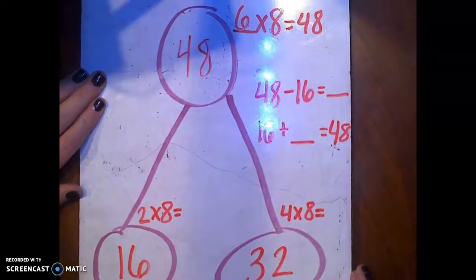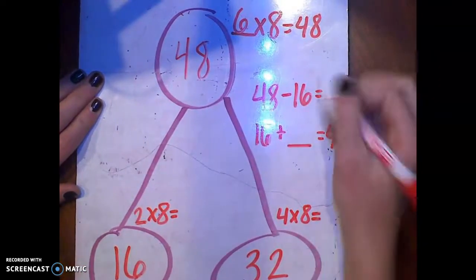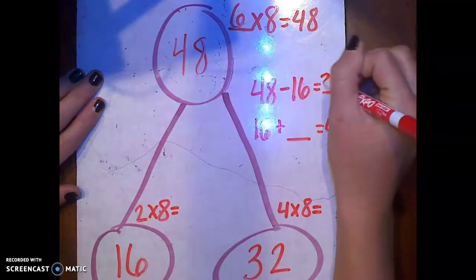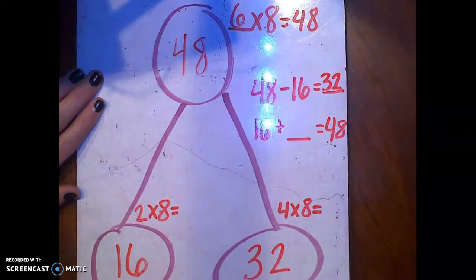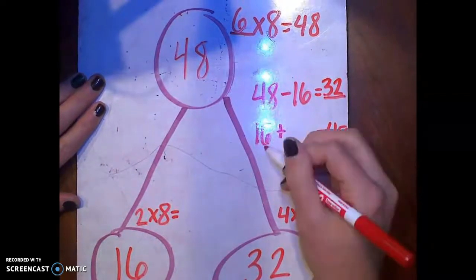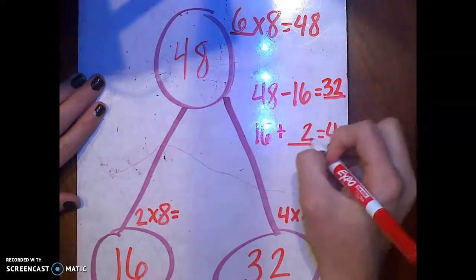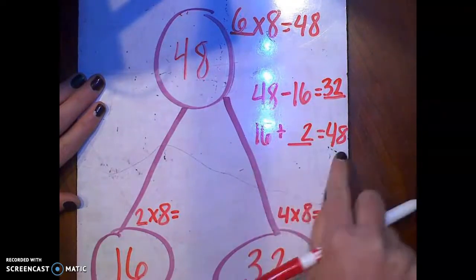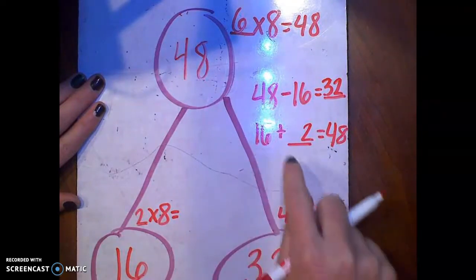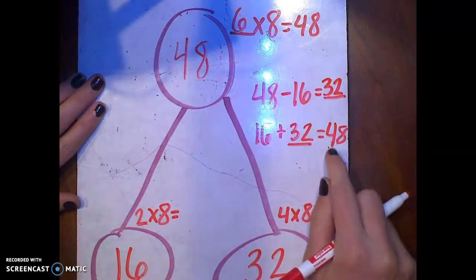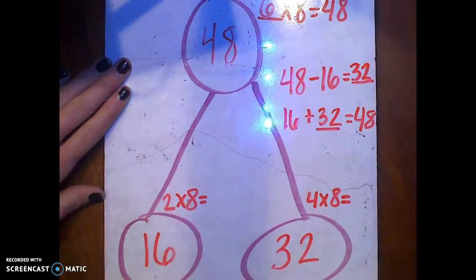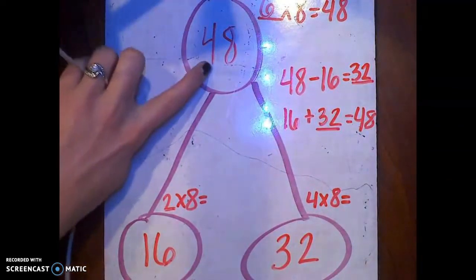Now let's see if this 32 fits there. 48 take away 16, is that 32? 8 take away 6, that's 2. 4 take away 1, that's 3. 16 plus blank equals 48. 6 plus 2 equals 8. And 1 ten plus 3 tens equals 4 tens. So that's how I solved this number bond. That's how I decomposed 48.